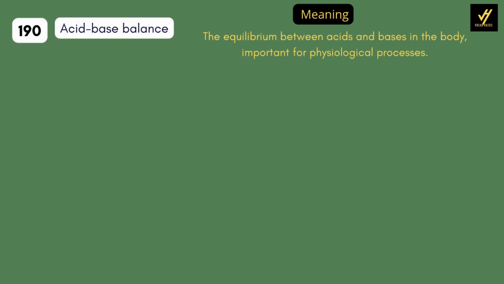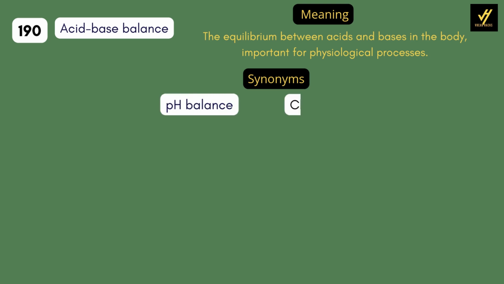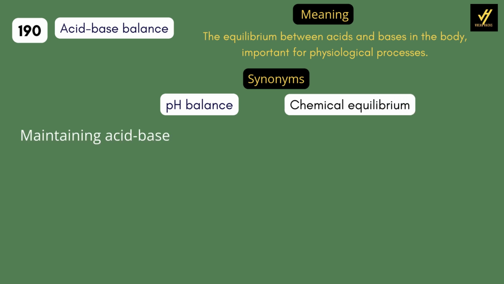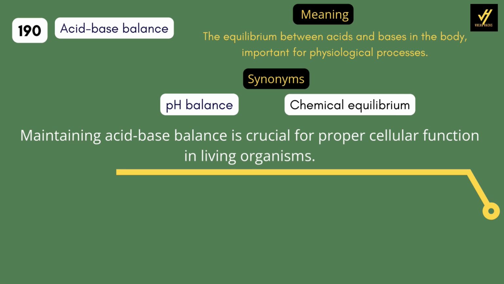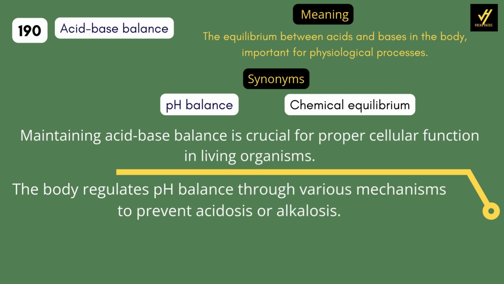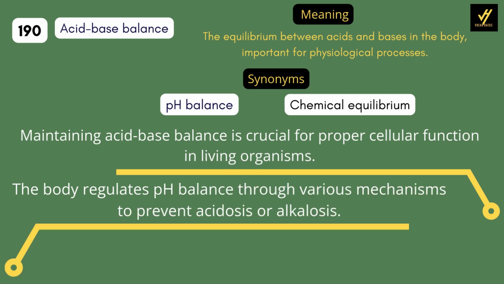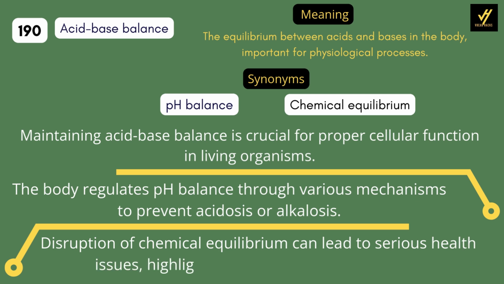Acid-base balance, the equilibrium between acids and bases in the body, important for physiological processes. Maintaining acid-base balance is crucial for proper cellular function in living organisms. The body regulates pH balance through various mechanisms to prevent acidosis or alkalosis. Disruption of chemical equilibrium can lead to serious health issues, highlighting the need for homeostasis.